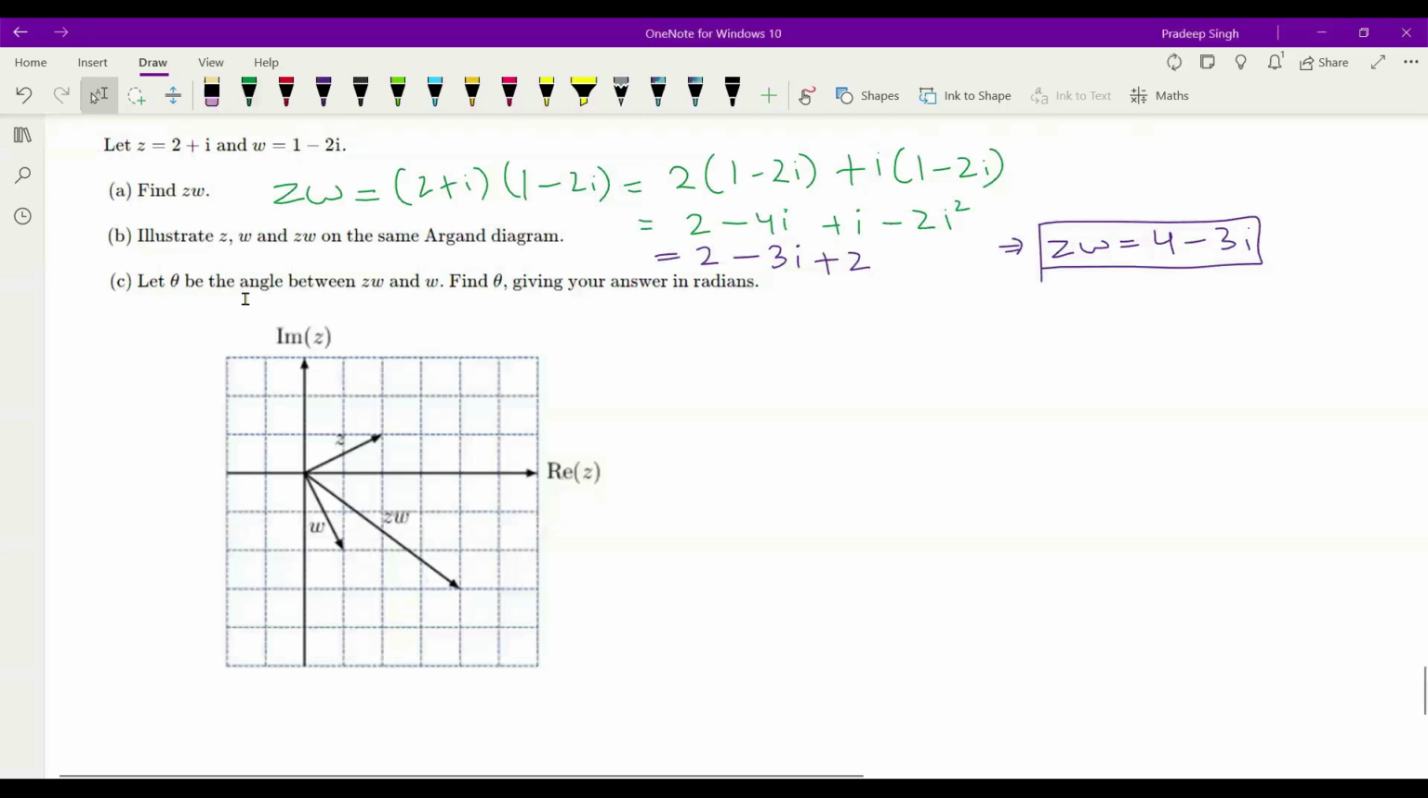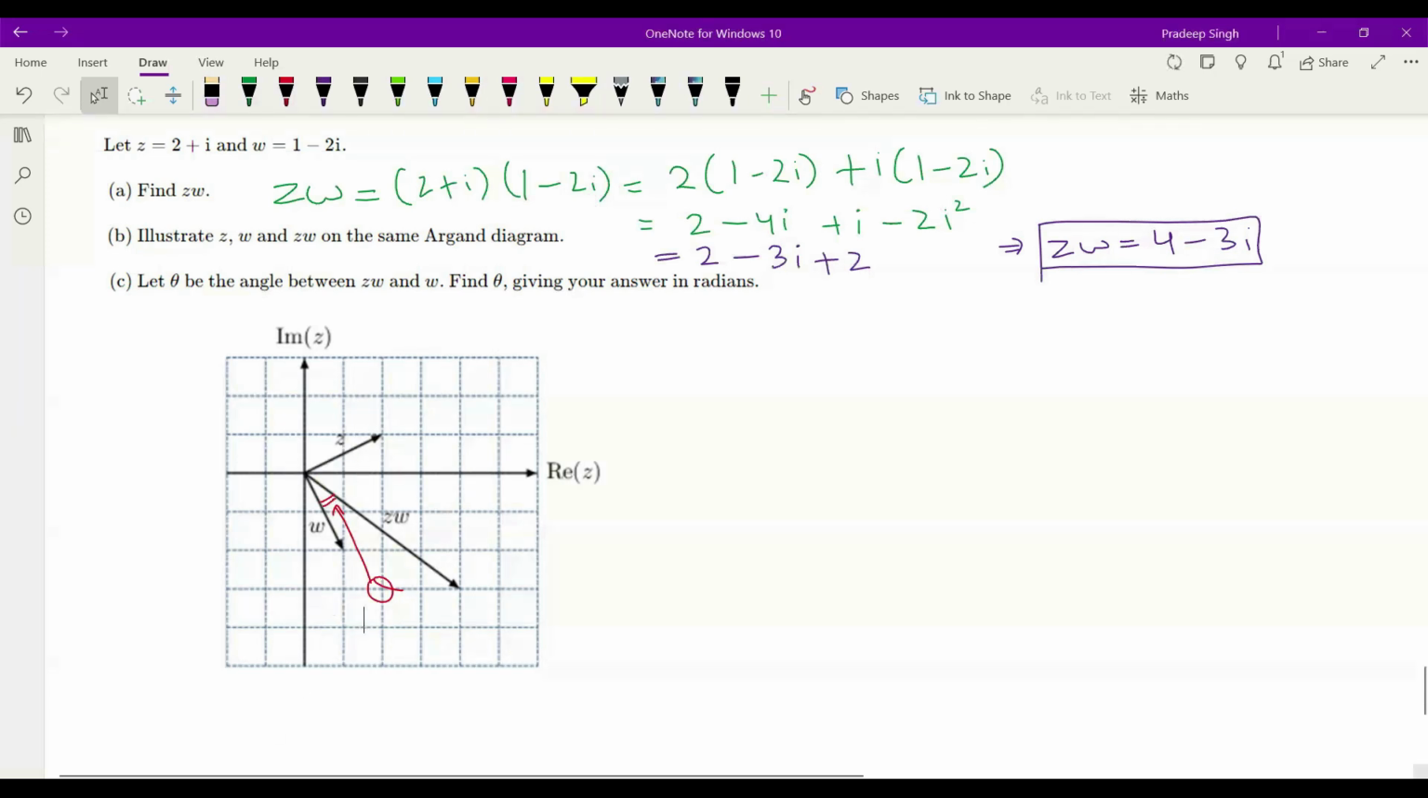Part C. We have to find the angle theta between zw and w. So first of all, let me label that area, or rather the angle. This particular angle is what we have to find for part C. So how do we do that? We will use the concept of argument. Remember, what does argument even mean? Argument is the angle which the complex number makes with the positive real axis.